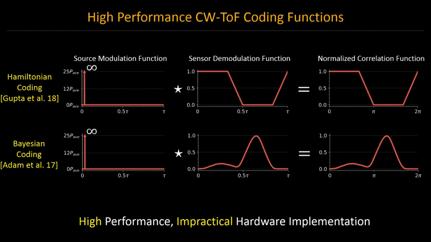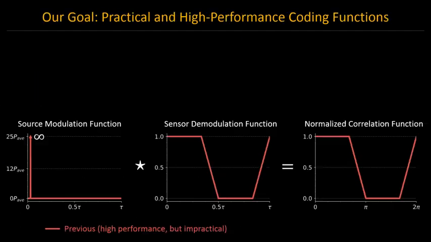This is because these functions require an impulse modulation function with infinite peak power and large bandwidth. Furthermore, these functions are continuous valued and thus difficult to implement on current hardware with digital signal generation. In this paper, our goal is to design practical and yet high-performance coding functions. We pose the practical code design problem as a constraint optimization problem with the following constraints.